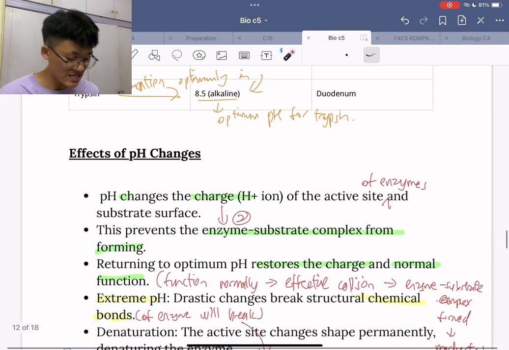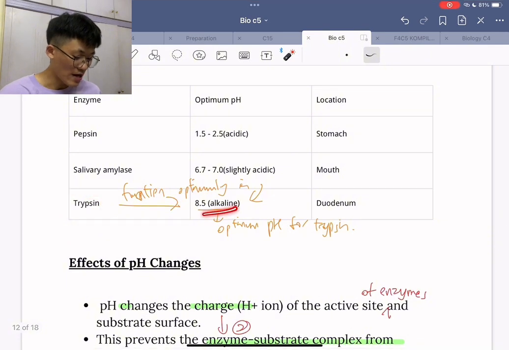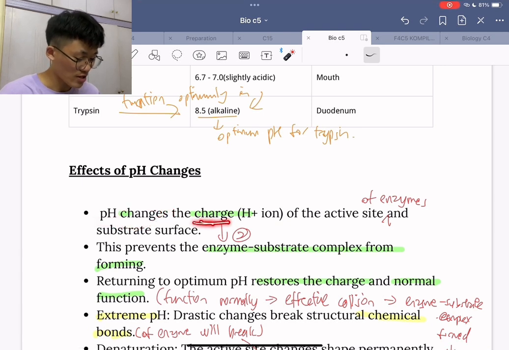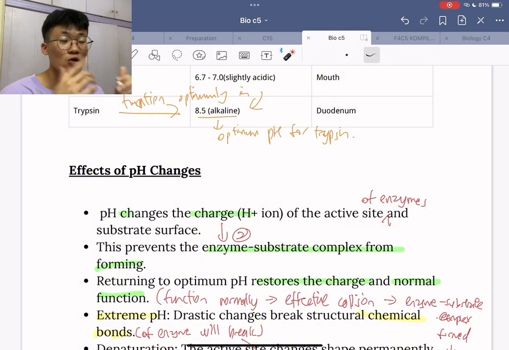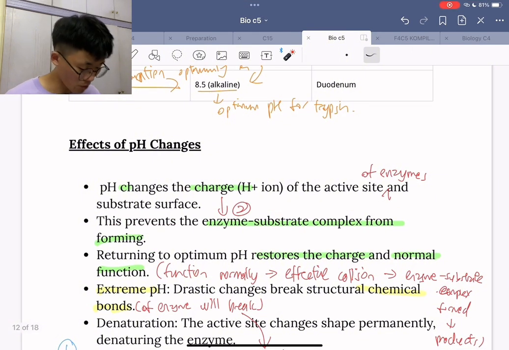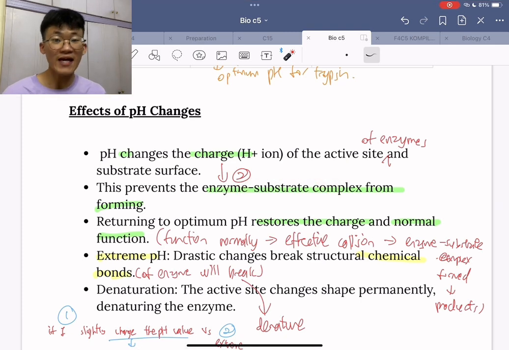How about if I slightly change the pH? For example, if I put trypsin into neutral condition, the pH change will change the charge of the active site of the enzyme and the substrate surface. So this will change the charge of the substrate of the enzyme, and this will prevent the enzyme substrate complex from forming. When you don't have the enzyme substrate complex, you don't get the product.